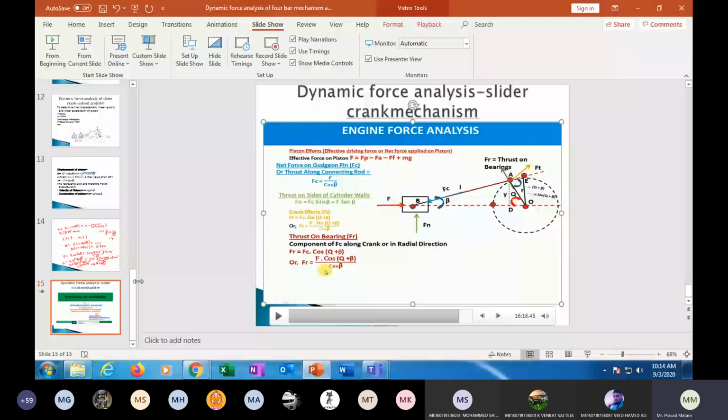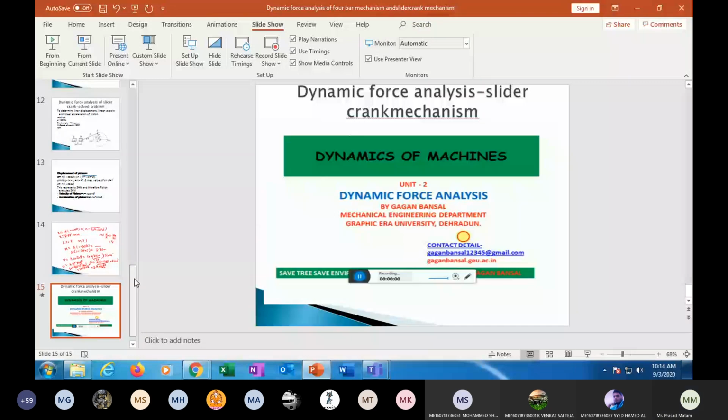Next, I will go for the gyroscope. In the next class, I would like to go for the gyroscope. Still, if students have any doubts, please raise them.